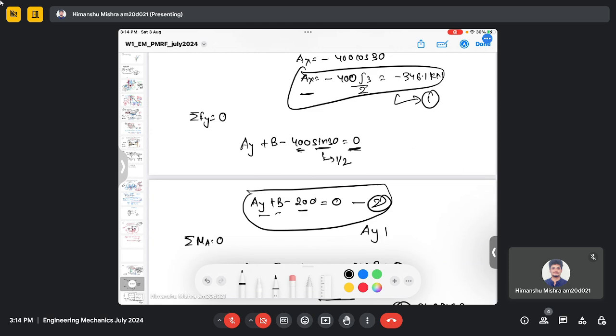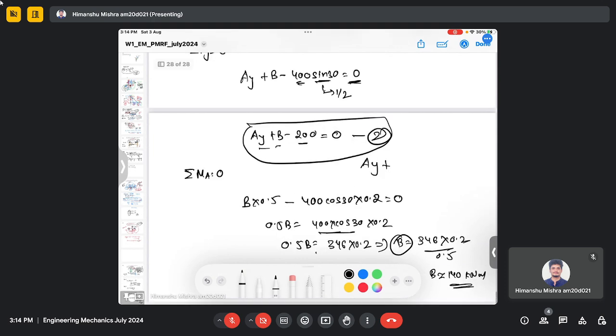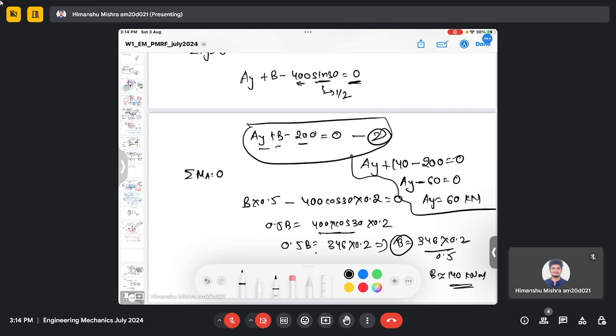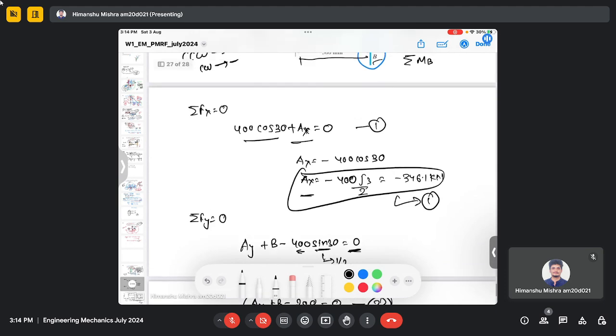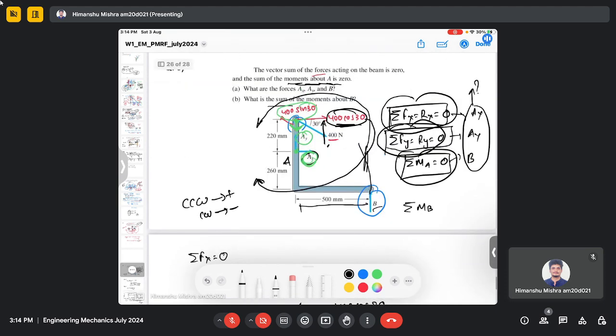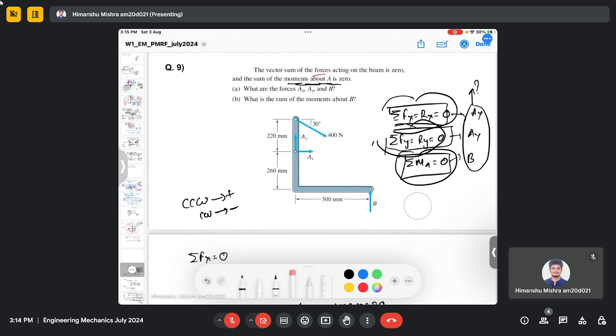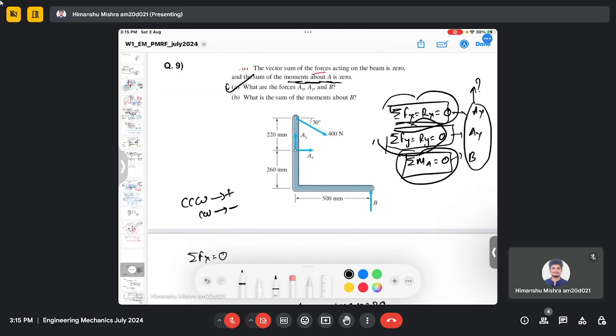So AY plus 140 minus 200 equal to 0. AY minus 60 equal to 0. So my AY will be 60 kilonewton. So we calculated AX, AY and B. So basically we have calculated all the unknown forces. So this part is done.